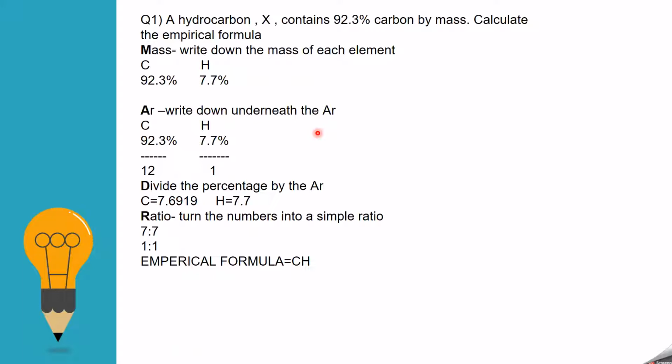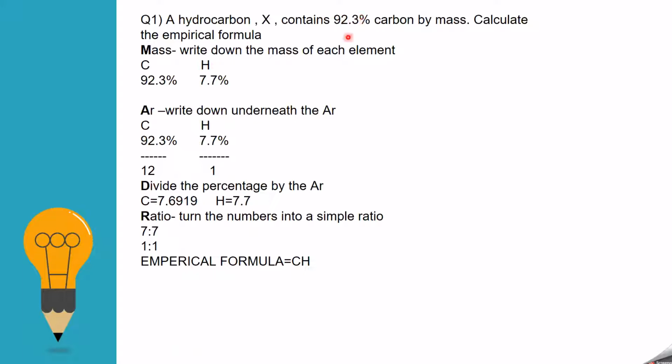Hydrocarbon X, so it's an unknown compound X, contains 92.3% carbon by mass. Calculate the empirical formula. So MADAR, which is our mnemonic. So we start with M for mass. So you write down the mass of each element. So we have carbon, which is 92.3%, and it doesn't mention anything about hydrogen, so you're probably wondering where I got hydrogen from. And it says in the question, a hydrocarbon, so it only can involve carbon and hydrogen, so the remaining element will be hydrogen.